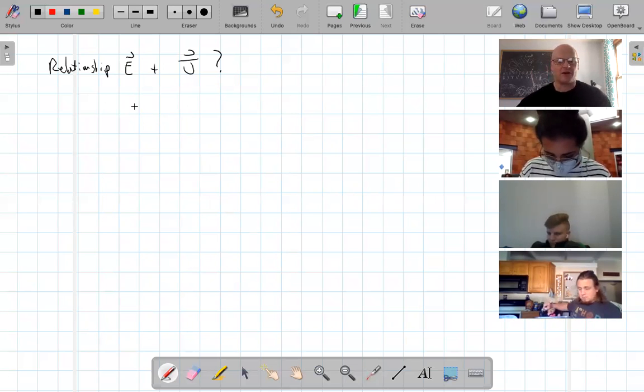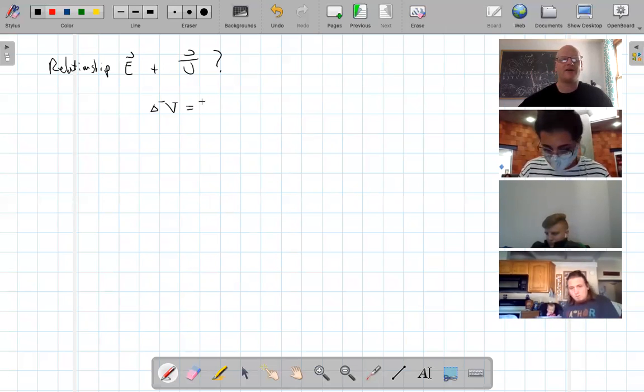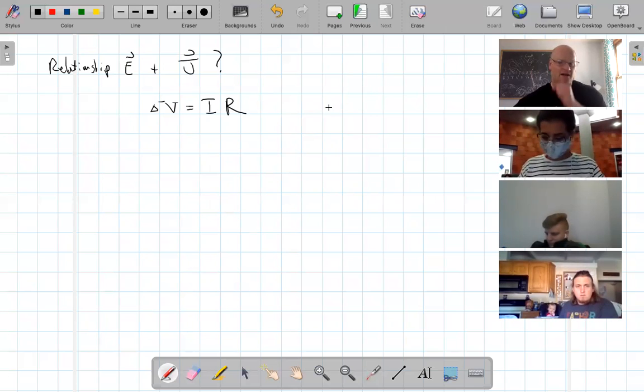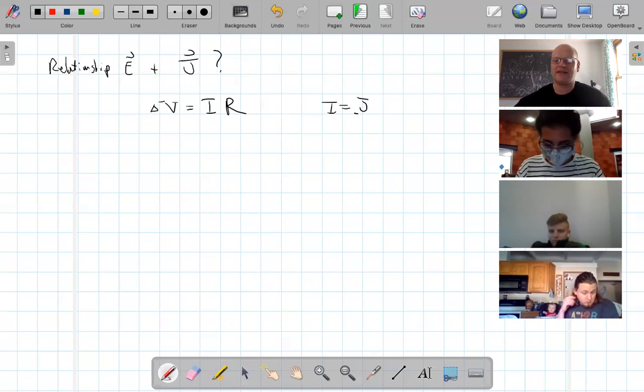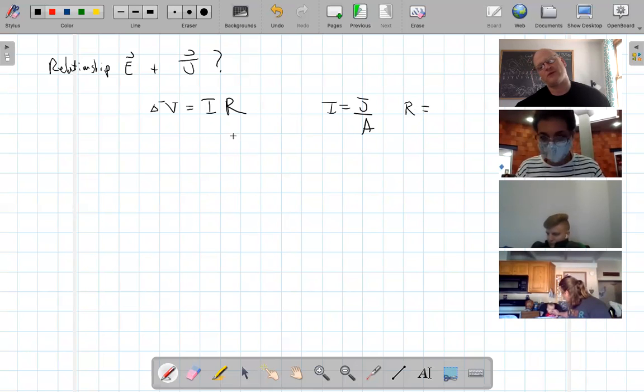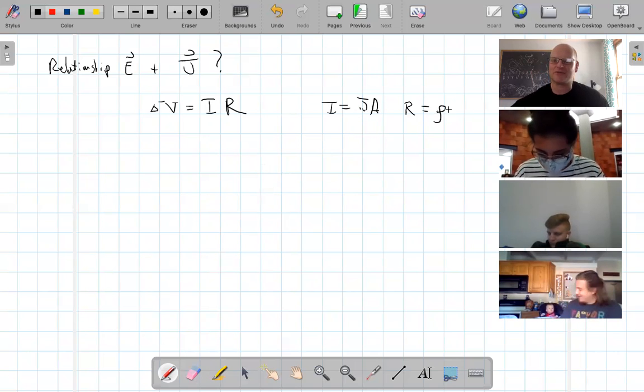To answer this question, we're going to start off with Ohm's Law. Remember, Ohm's Law says that the change in potential that we supply across some sort of resistor is equal to the current times the resistance. So what do we know? We know current is equal to current density times cross-sectional area. Resistance is equal to resistivity times the length divided by the cross-sectional area.